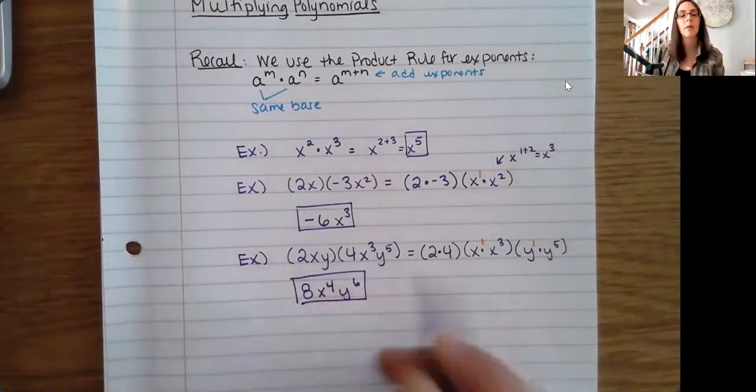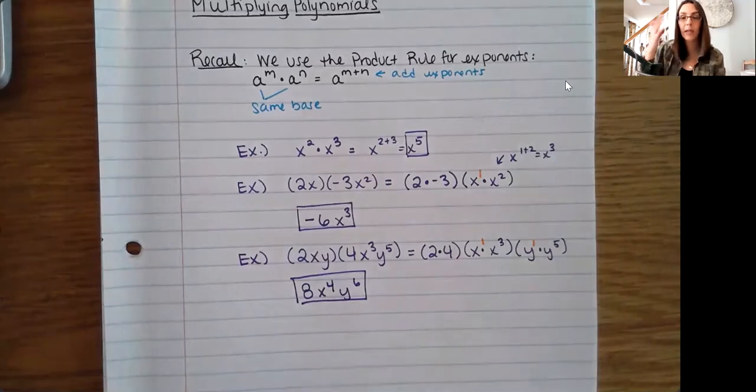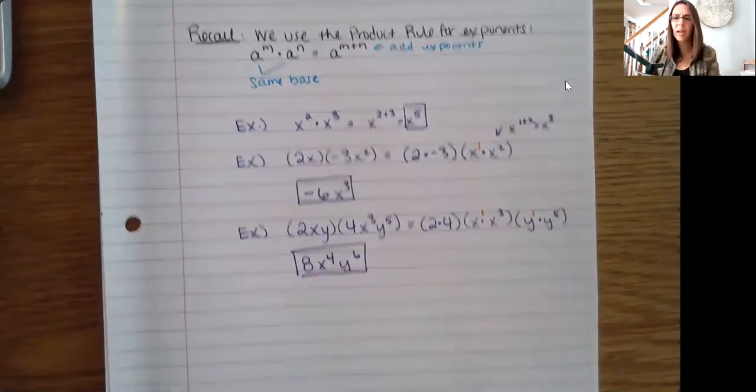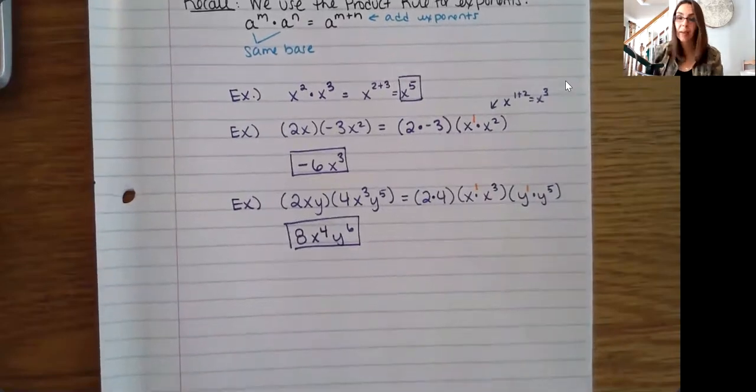Okay, so just a little bit of a review on what that product rule is, in case you've forgotten the name. It just means that when we're multiplying the same sort of stuff, we can add the exponents. So now we're going to take that to the next step and actually start applying that with the distributive property.